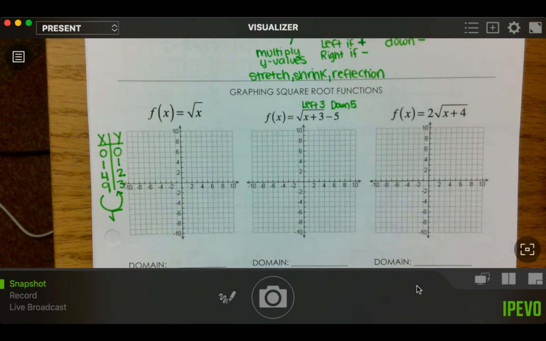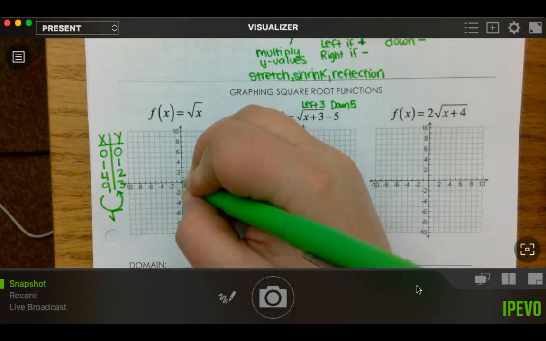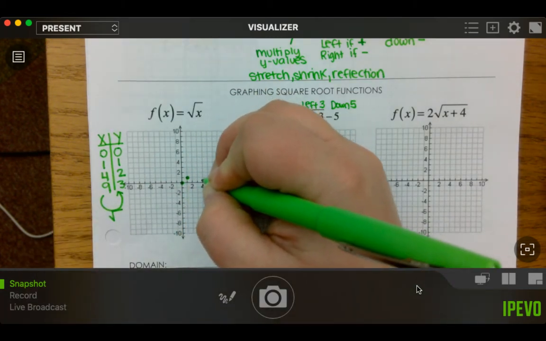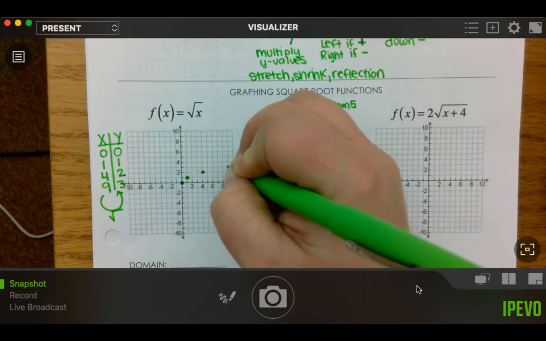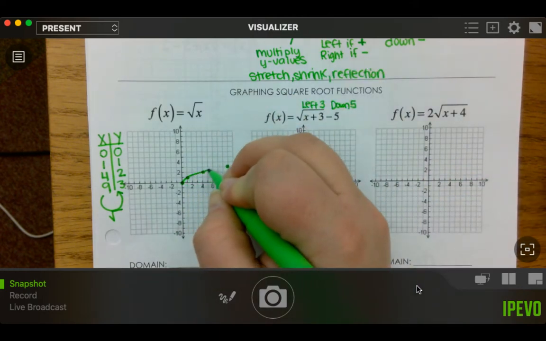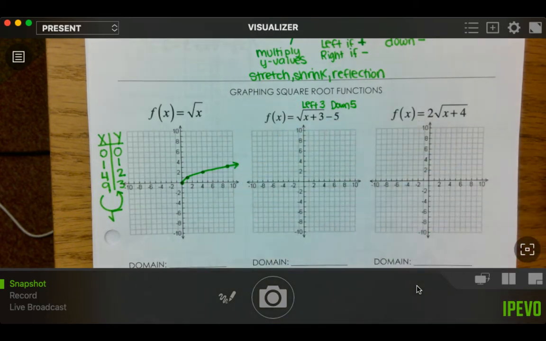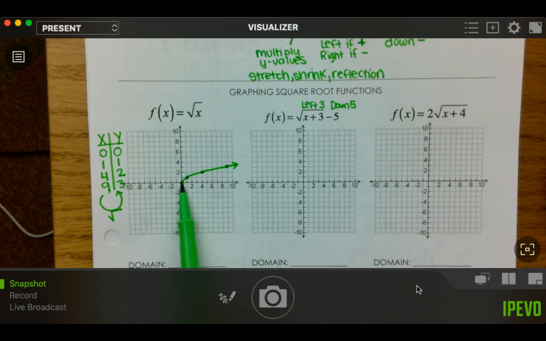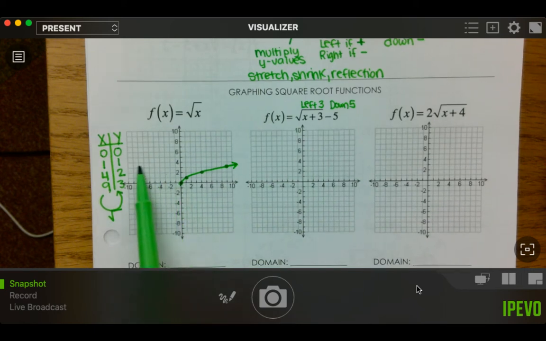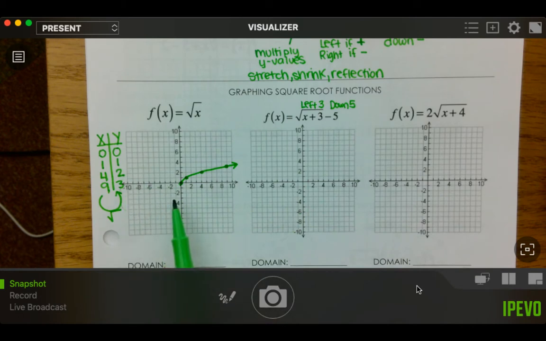And then I'm going to go put these points on there. 0, 0, 1, 1, 4, 2, 9, 3. Boom. And then we're going to connect them. Now, one thing very specific about this graph, it starts here at 0, 0. I'm not allowed to take the square root of a negative, so there is absolutely nothing on this part of the graph. It only goes to the right. Some people call this the eyebrow shape. Some people call it the yawn and stretch shape.